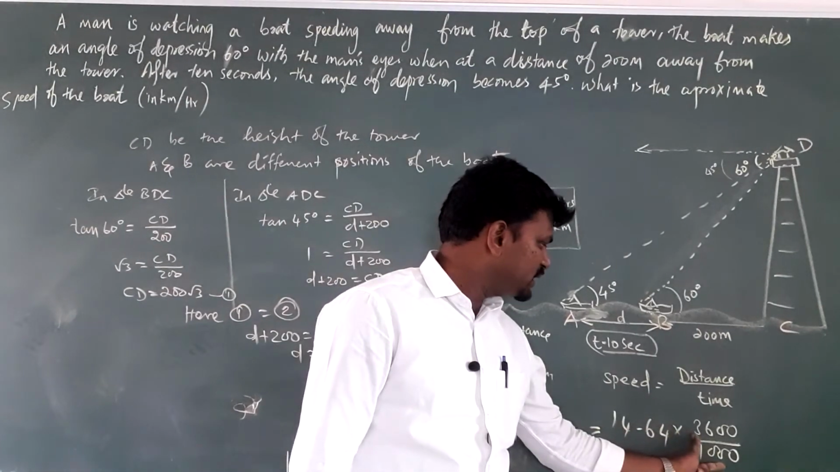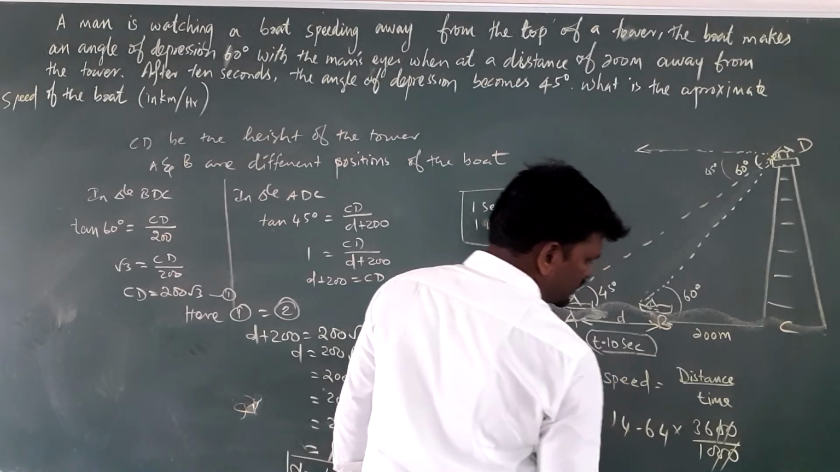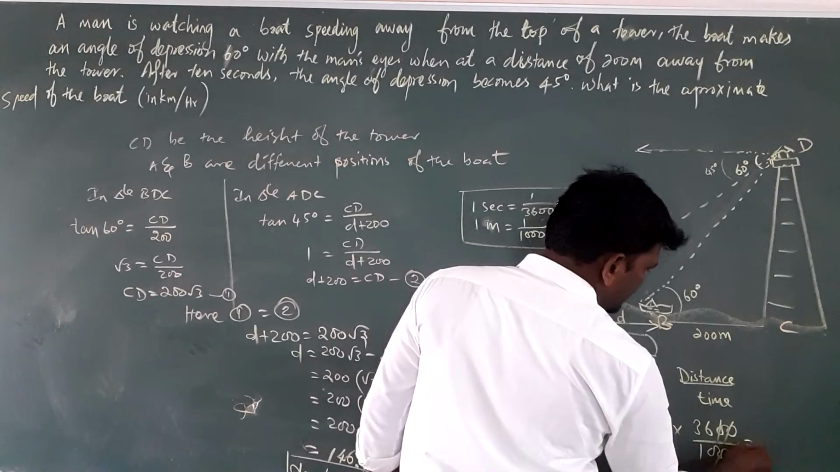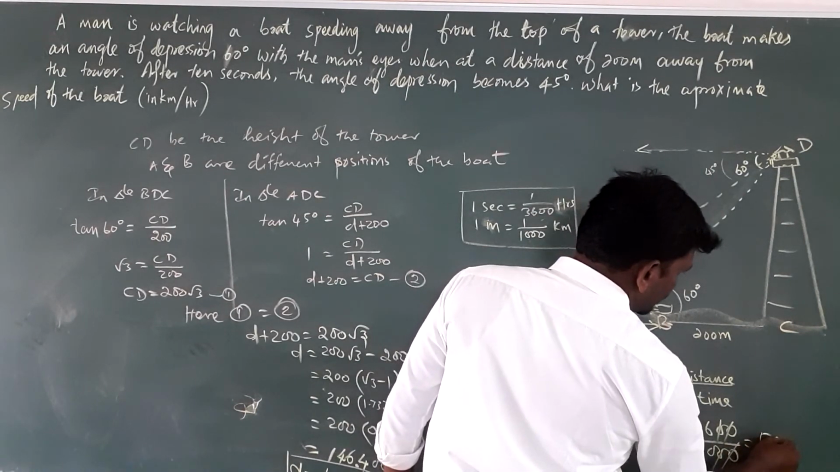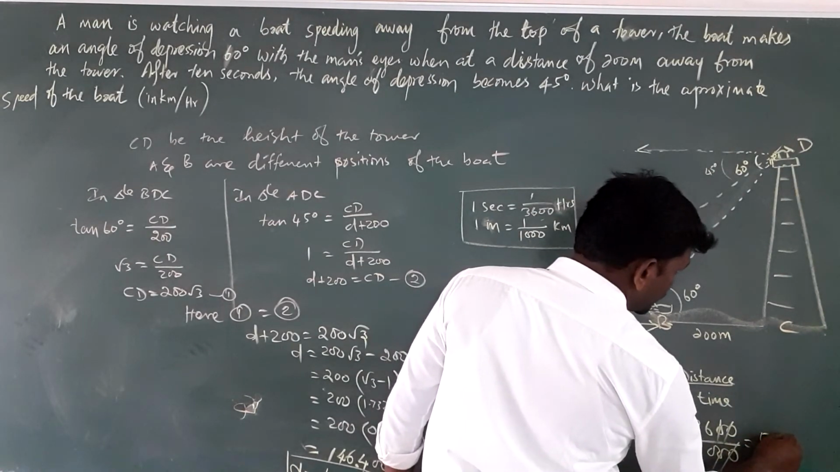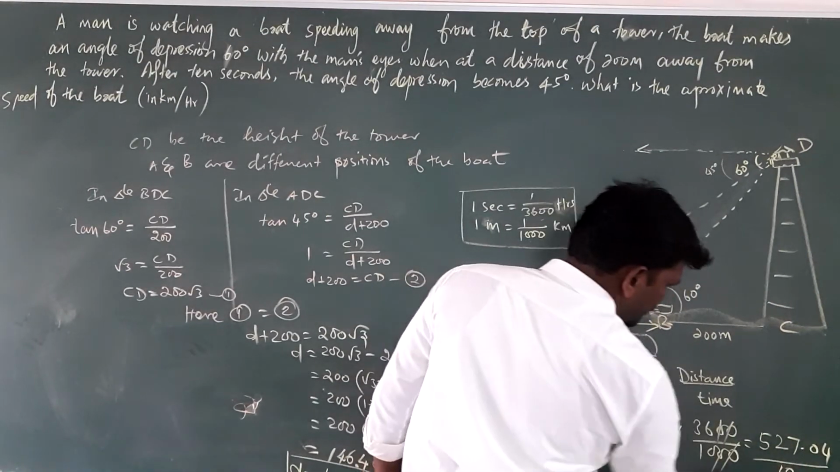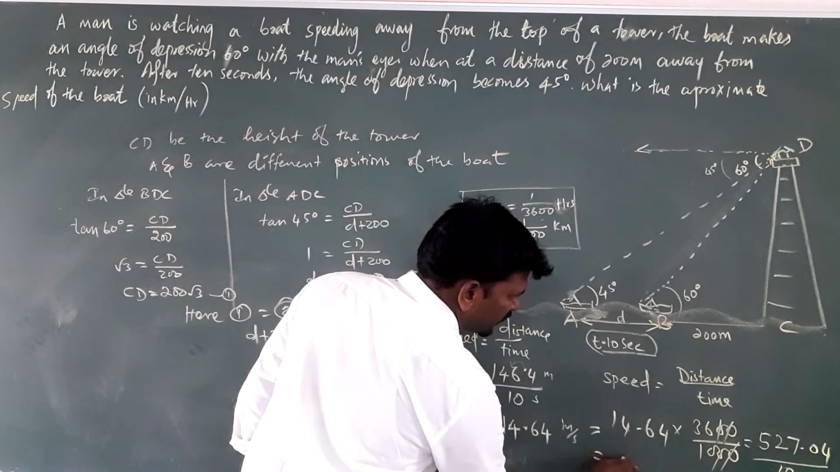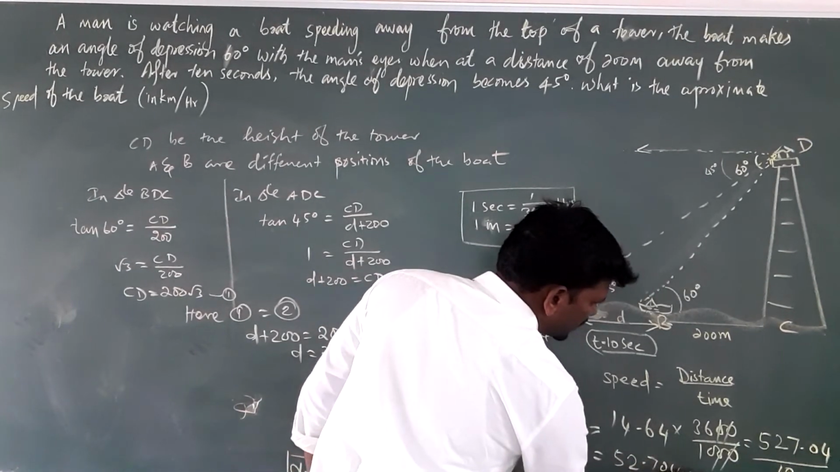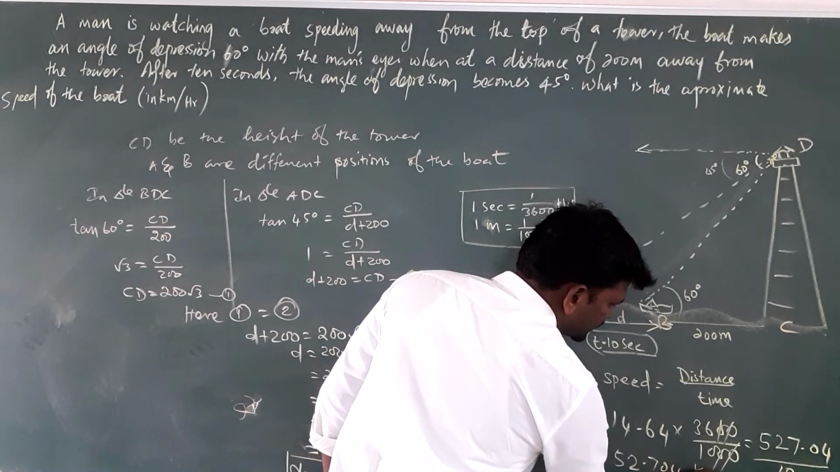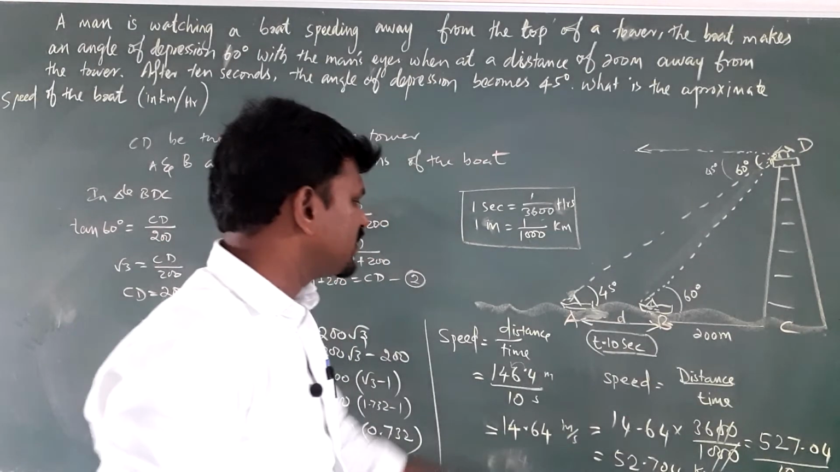So why have we divided? If we simplify like this, 2 zeros cancel. If we multiply 36 into 14.64 by this 10, we will get 52.704 kilometer per hour. This is the speed of the train.